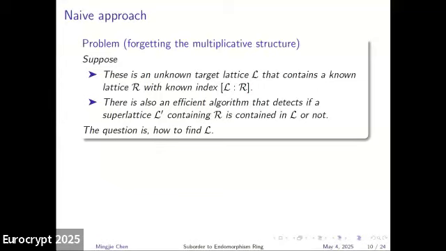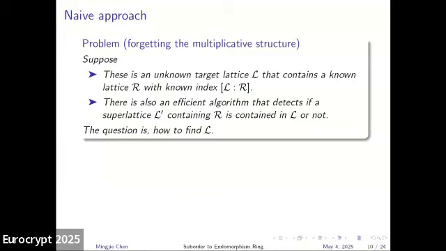OK, and there's another thing about this problem, which is there's an efficient algorithm that detects, if we have a superlattice L prime containing the known lattice R, whether L prime is contained in the target lattice L or not. You may wonder, I didn't mention such an efficient algorithm in the definition of the problem, right? But this is due to the fact that we know the elliptic curve, and also due to the recent development of an algorithm called division by an integer. I will not talk about the details, but such an algorithm exists in our case.